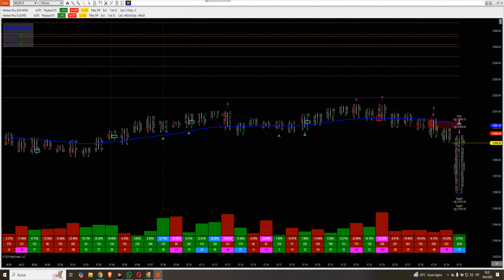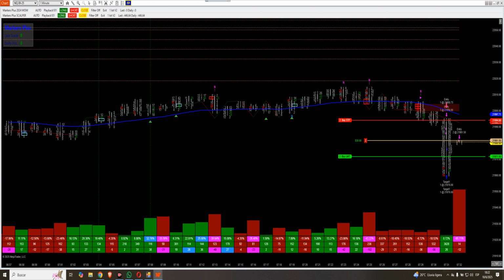We're using two contracts. Okay, 50 tick stop, a little bit bigger. Volatility is very big right now, and 40 tick profit. Okay, so let's see how it goes from now on. Maybe we can get a little bit of $2,000. Let's see how it goes.